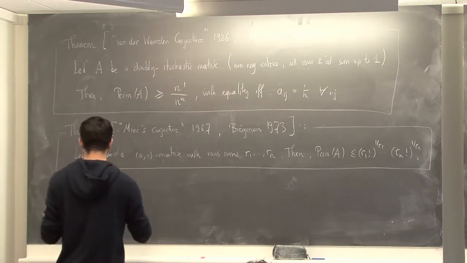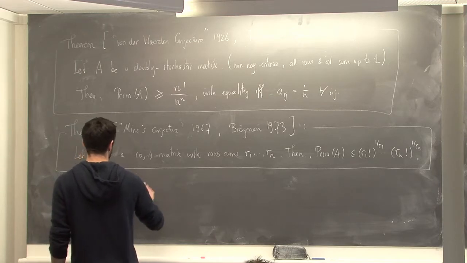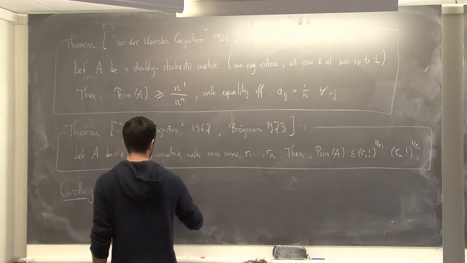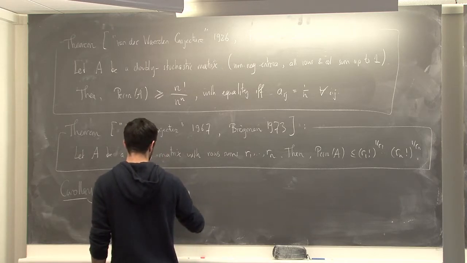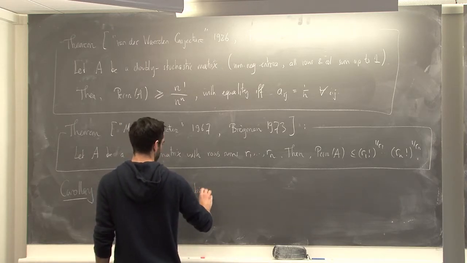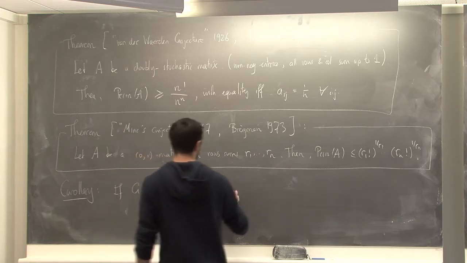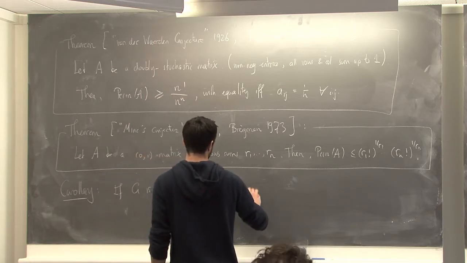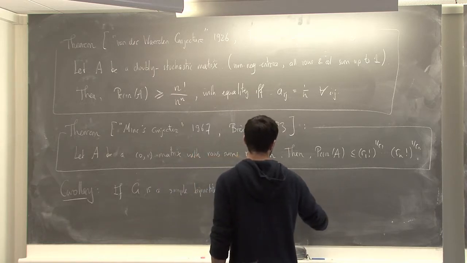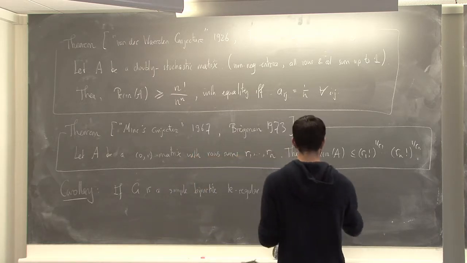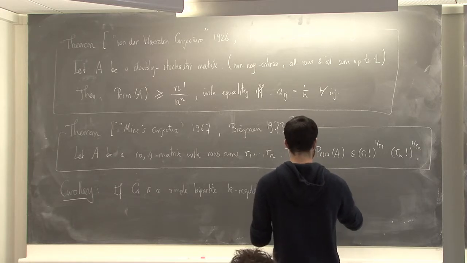For our perfect matchings, if G is a simple bipartite k-regular graph, then the number of perfect matchings satisfies the following bounds.